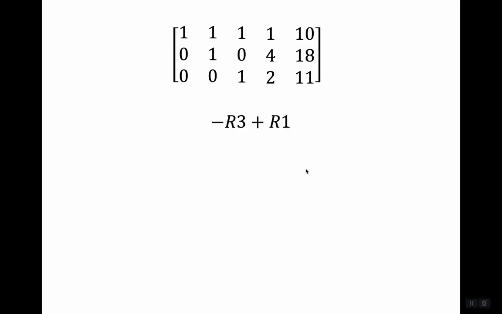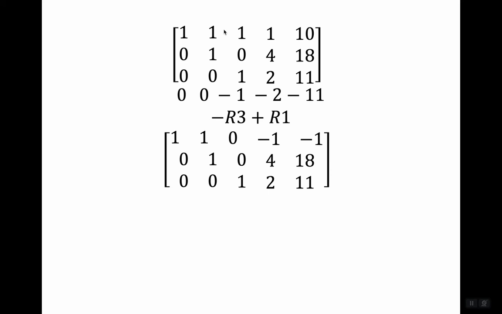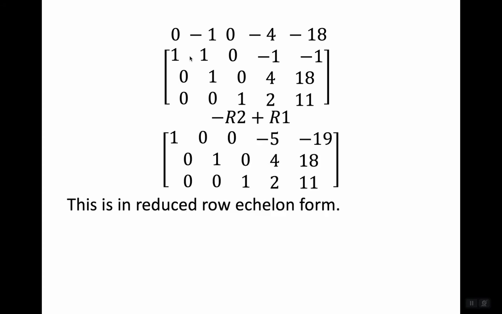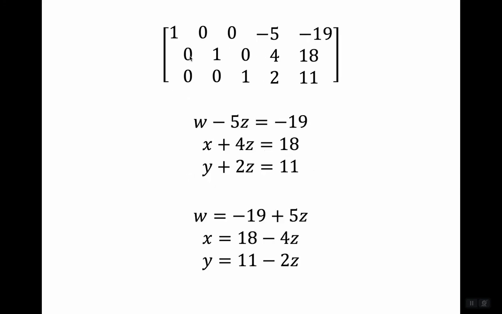That's our matrix. And now, let's use this one to kill off this one. So we'll add the opposite of row 3 to row 1. Here's what the opposite of row 3 looks like. Add that to row 1, and row 1 becomes 1, 1, 0, -1, -1. Great, we're almost there. We've dealt with this column. Now let's use this one to kill off the one that's above it. We'll multiply row 2 by -1 and add it to row 1. Here's what the opposite of row 2 looks like. Add that to row 1, and we end up with 1, 0, 0, -5, -19. This is in reduced row echelon form.